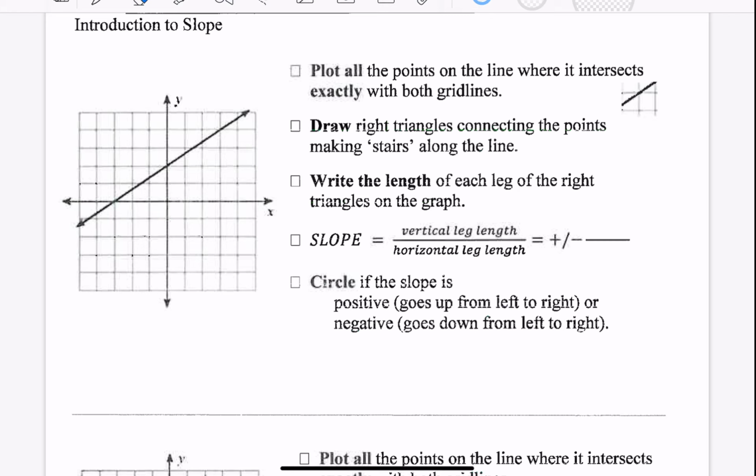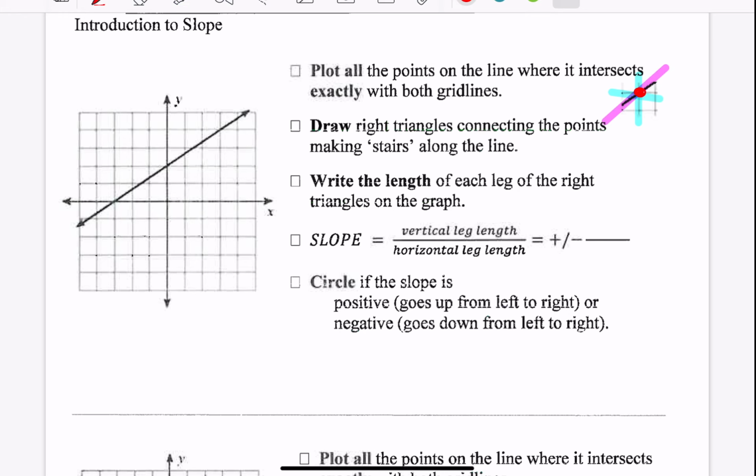So the first thing I want to point out is you want to plot all the points on the line where it intersects exactly with both grid lines. And this can be tricky sometimes, but what I'm really talking about is when you've got your grid lines, and then you've got your actual line. I'm looking for where everything meets, okay? So everything has to meet.